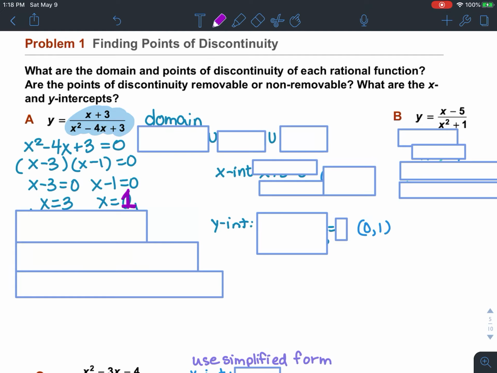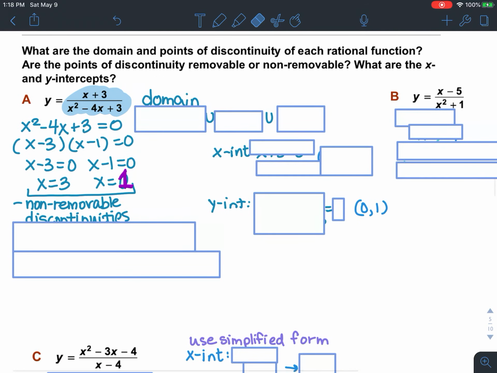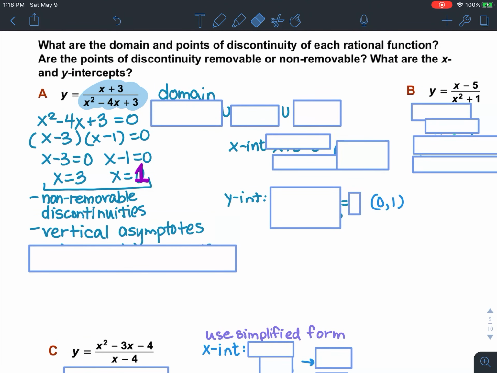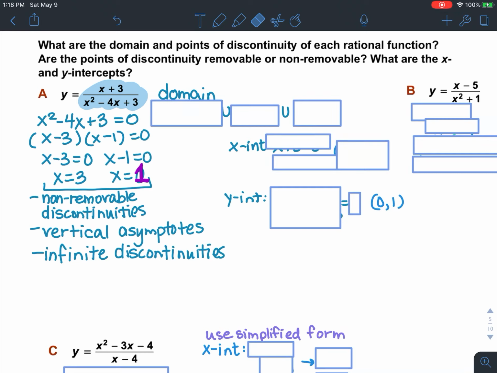Could be hard to say. These are non-removable discontinuities. I'll show you when you get a removable one. Yeah, it's down on C. But that's also vertical asymptotes, infinite discontinuities. So for these two here, these are the same thing. A non-removable discontinuity could be an asymptote, or it could be a jump, like a piecewise function.